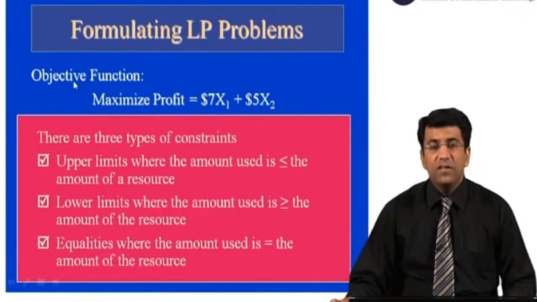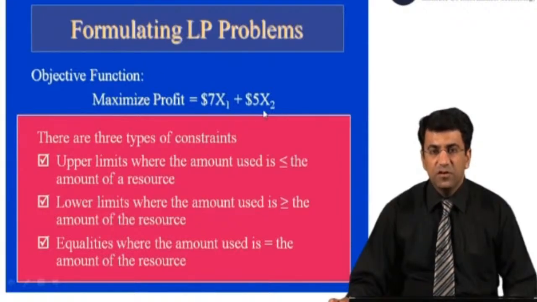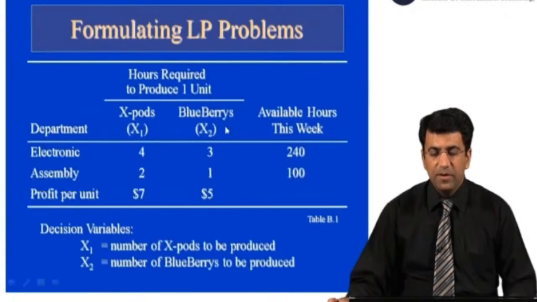Now we should be able to define the objective function. As I told you, that objective function definition is the first and the foremost requirement of linear programming. Now maximization of the profit, or the maximized profit function, is equal to 7x1 plus 5x2. Now how do you formulate this profit function? Let's discuss again that table.